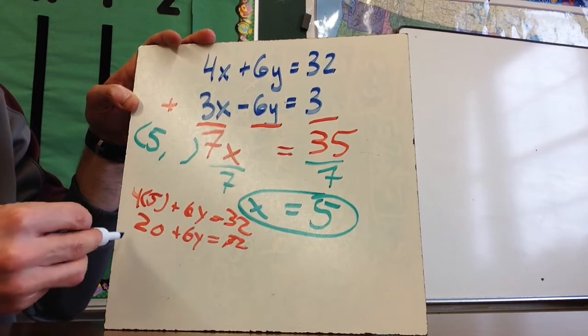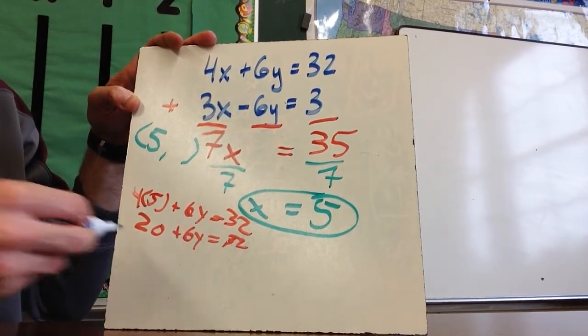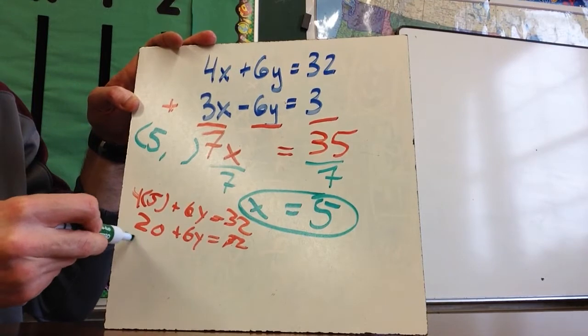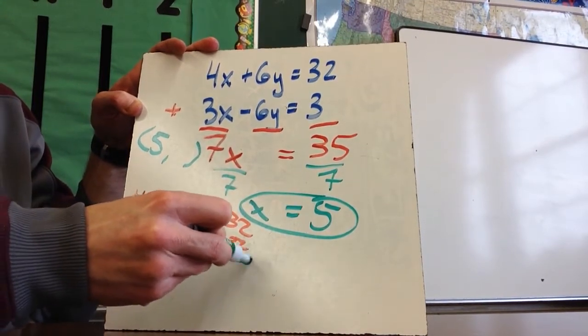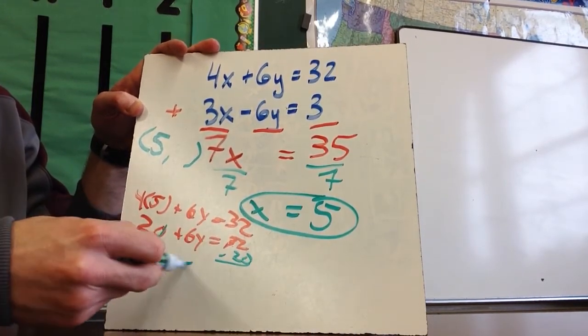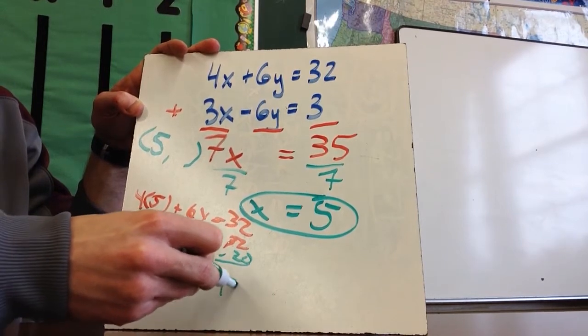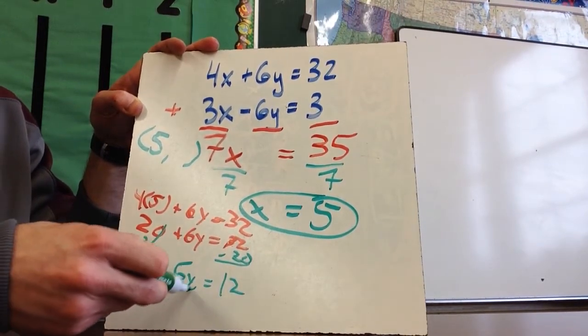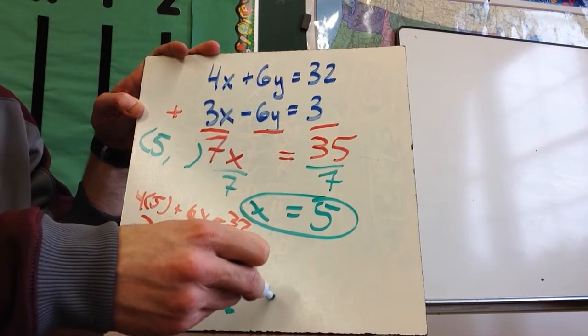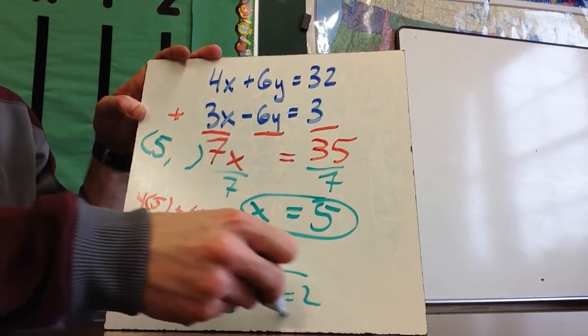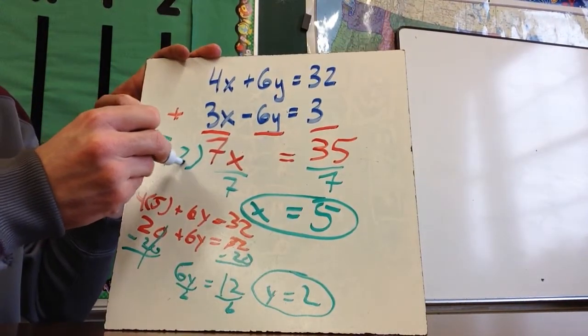I'm going to subtract 20 from both sides. And I've got 6y equals 12. And then I can divide both sides by 6. And I end up with y equals 2. So then I can put the 2 here.